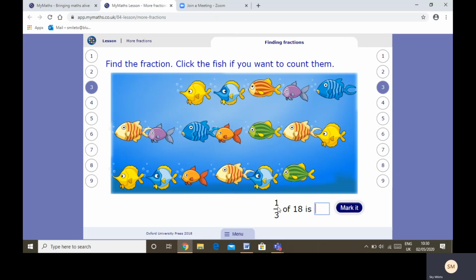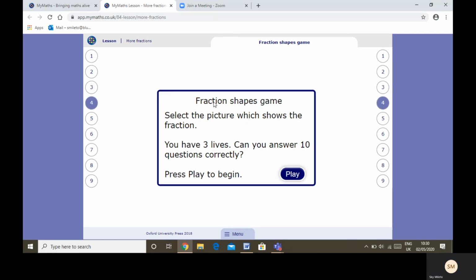But you can do it again, and they do come up with different ones. It must just be luck that it came up with that one again. So, fraction shape game. Select the picture which shows the fraction. You have 3 lives, and you can answer 10 questions correctly.